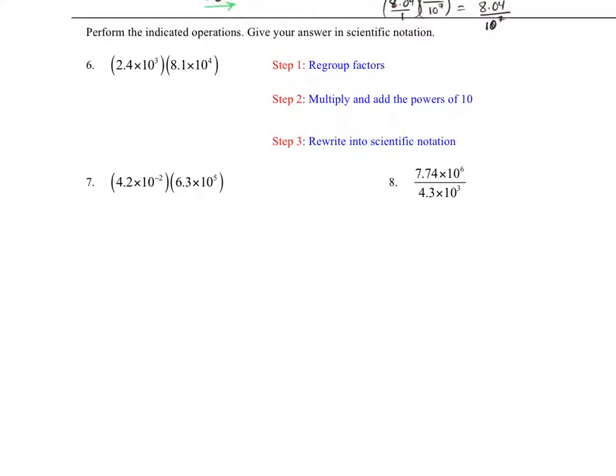All right, let's move on and do where we've got two numbers in scientific notation that we're multiplying. So we can use the commutative property of multiplication. The operation between each of these is just multiplication. I'm just multiplying everything in here. So I can commute my 1 out to the front. So I've got 8.1 times 2.4, and then that's times 10 cubed, and then we have times another 10 to the fourth.